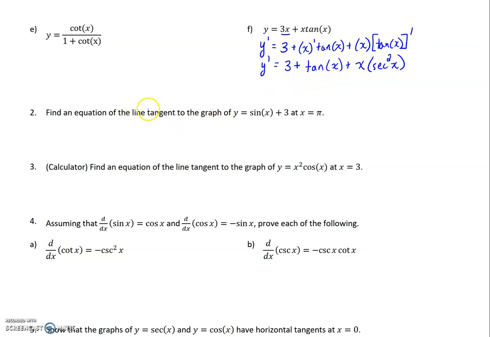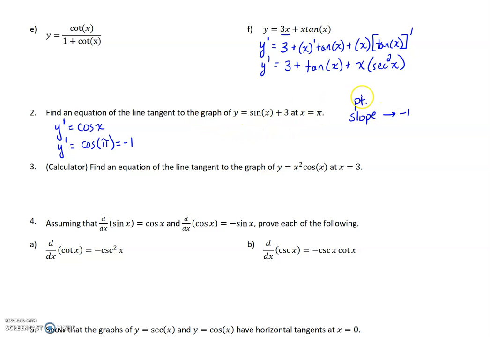For the equation of a line tangent, I'm going to get a point, and I need to get the slope. So let's first go ahead and get our slope. To get the slope, we're going to take the derivative. So the derivative of sine is cosine, and the derivative of 3 is just a constant, so the derivative is nothing. So we're going to take the derivative at pi, so cosine of pi.